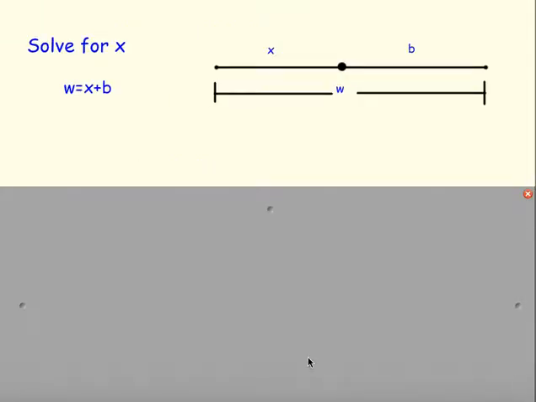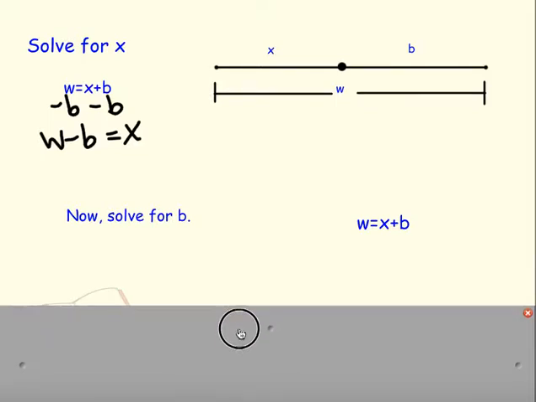Alright, let's solve another one. So in this case, we have this length w that we can say is x plus b. Well, what if we wanted to know what x was? We had information for w and b, so what would x be? Well, in this case, x plus b, we need to get rid of that plus b, so we do the opposite and subtract b. So we have w minus b is equal to x. So really, our rules for solving equations stay the same. We use the opposite operations in order to solve these equations.